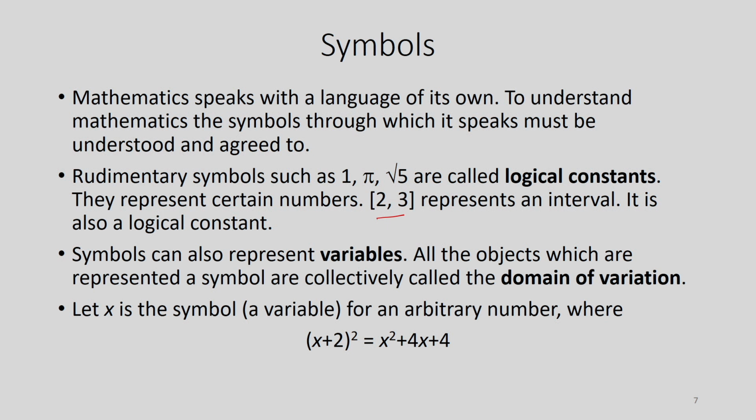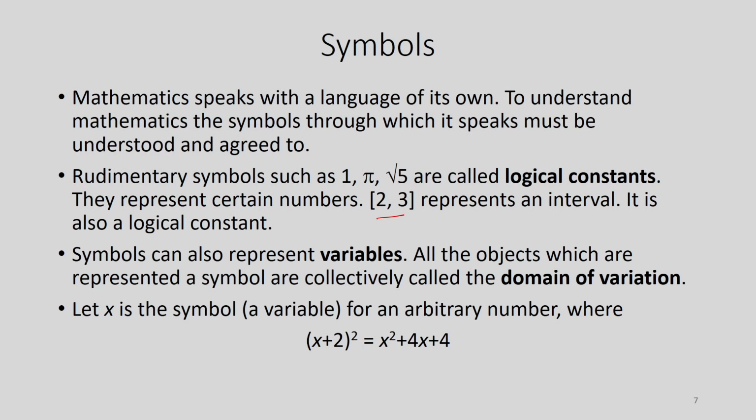Okay. So, here the number represented by a symbol can actually vary. Here is an example. Let x be the symbol of an arbitrary number, where (x plus 2) whole squared is equal to x squared plus 4x plus 4. So, x is a symbol here, right, but it is not a logical constant, it is a variable. And look at this particular relation, (x plus 2) whole squared, which basically means x plus 2 multiplied by x plus 2.